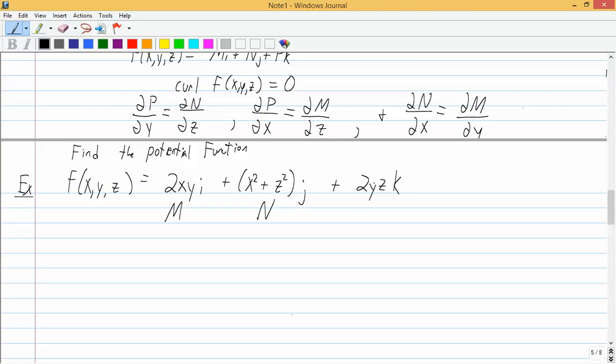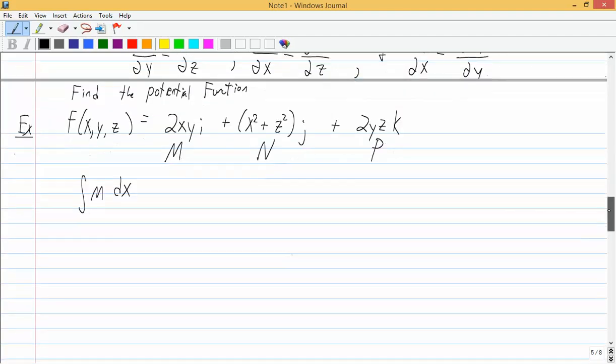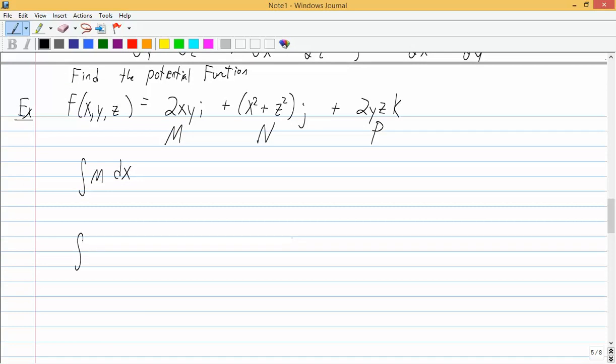So there's M, there's N, and there's P. So we need to take the integral of M with respect to x, the integral of N with respect to y, and the integral of P with respect to z.